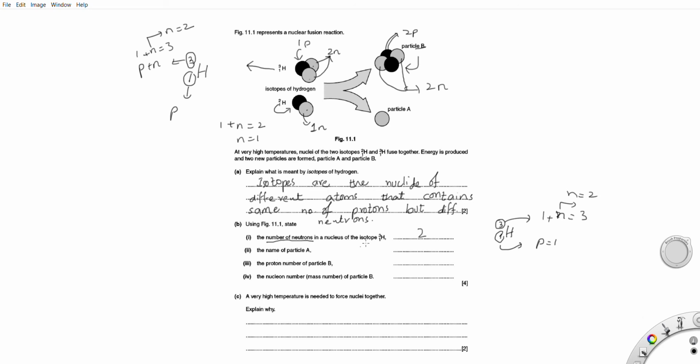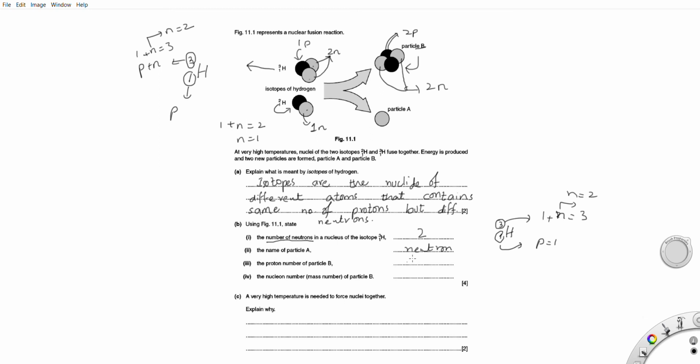Name of particle A. So particle A, it must be what? A neutron. How do I know this? Because I have one proton here, and two neutrons here, and one neutron here. So gray particles are all neutrons, and black particles are all protons.